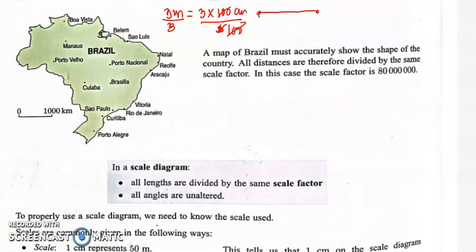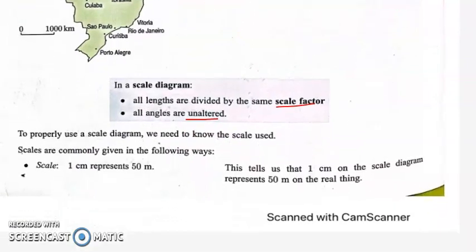A map of Brazil must accurately show the shape of the country. All the distances are therefore divided by the same scale factor. In a scale diagram, all the lengths are divided by the same scale factor. All the angles are unaltered. So these things are clear to you, and whatever needs to be explained further, I will explain.